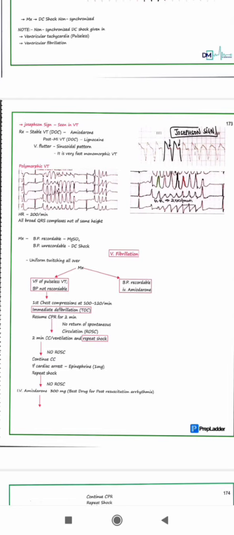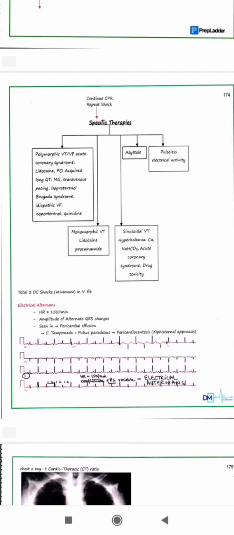Now we have the chest compressions, which are at 100 to 120 per minute. Now this is the management. We go for the specific therapies, like continuous CPR, and we basically repeat the shock.